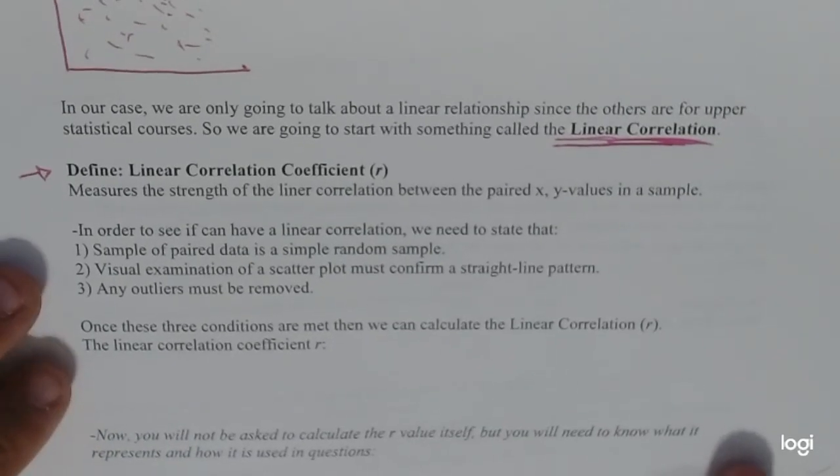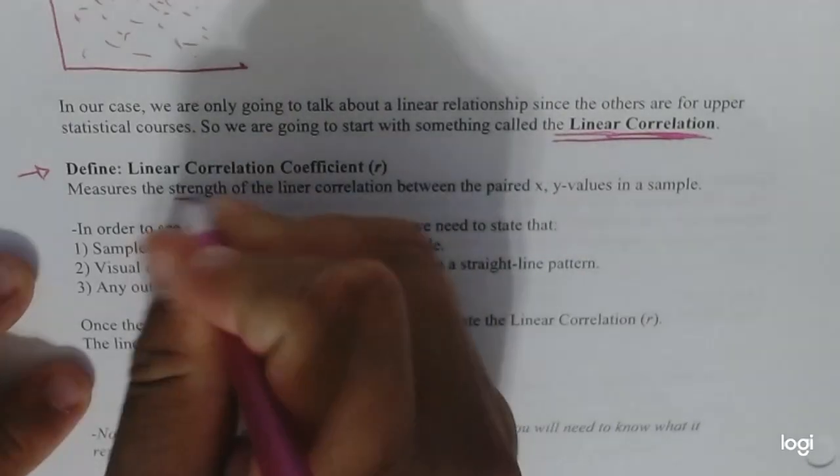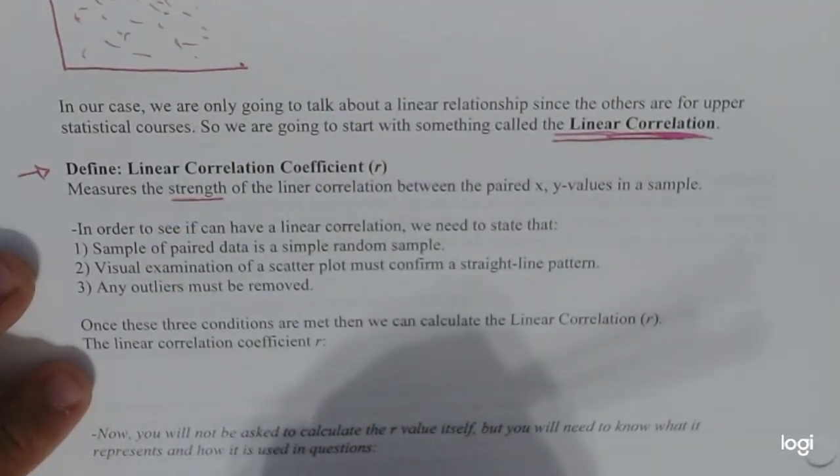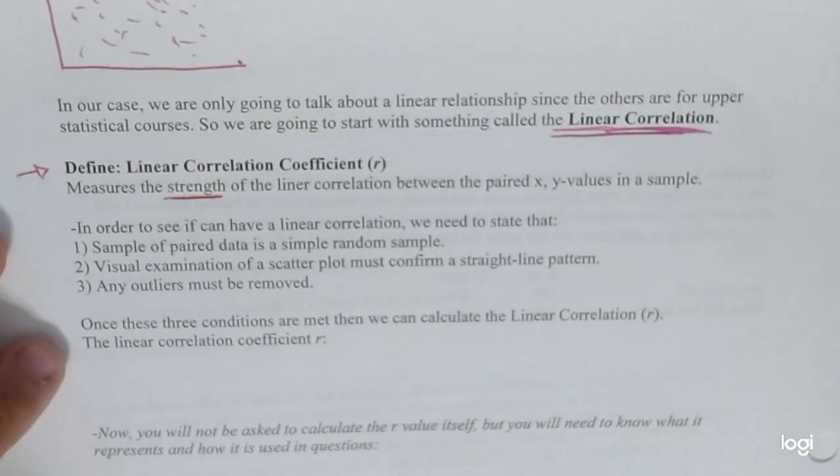So that's what that represents. So the linear correlation coefficient, or r for short, measures the strength of the linear correlation between the paired x and y values in the sample. The key thing is it just measures the strength, and we'll talk about what it means in a little bit.